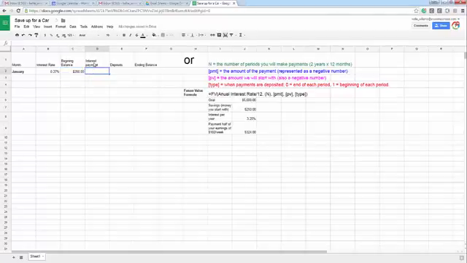Okay, so now we have to figure out what our interest payment is going to be on this $250. So this is another formula. Equals 250, and we're just going to multiply it by our monthly interest rate. So I'm going to earn 68 cents.